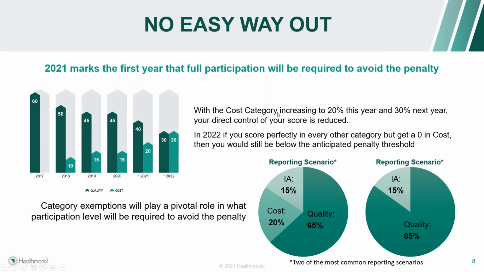Couple of the reporting scenarios I mentioned earlier, how you could be exempt from certain categories, you can see on the bottom right-hand side of the screen. These are two of the most typical category splits that you may have. It's really important for you to know what you are eligible for. There is a small practice exemption for promoting interoperability: if you're not on an EHR or you don't have the information that you need for PI, you need to go to CMS and take that exemption. And that's going to put everything into the quality section.